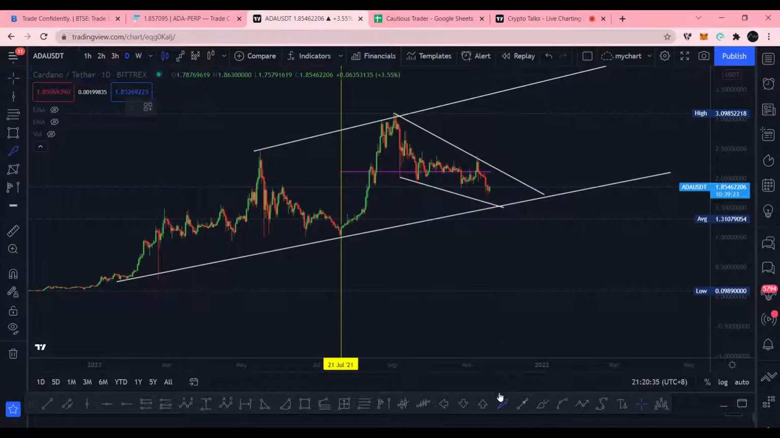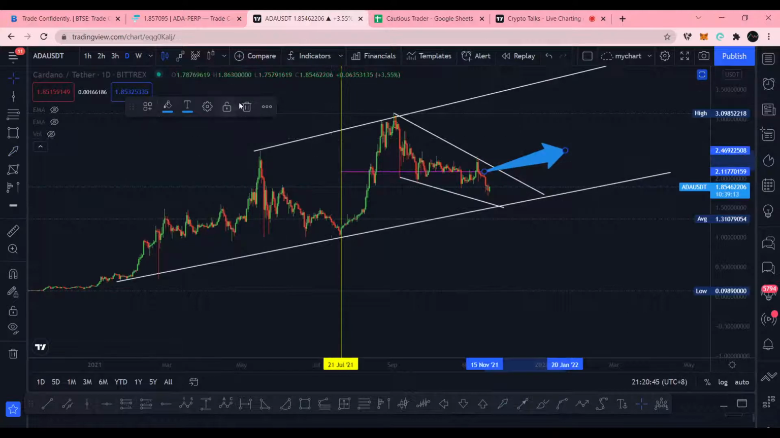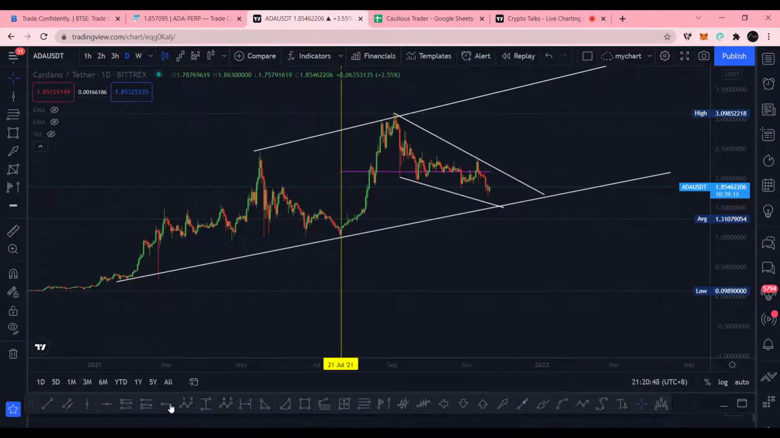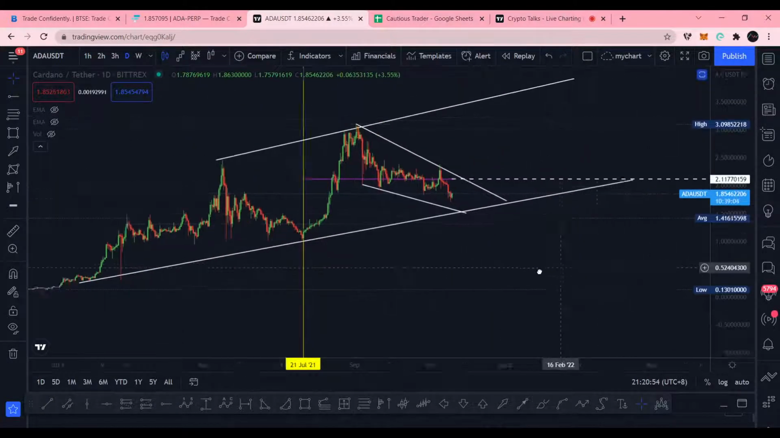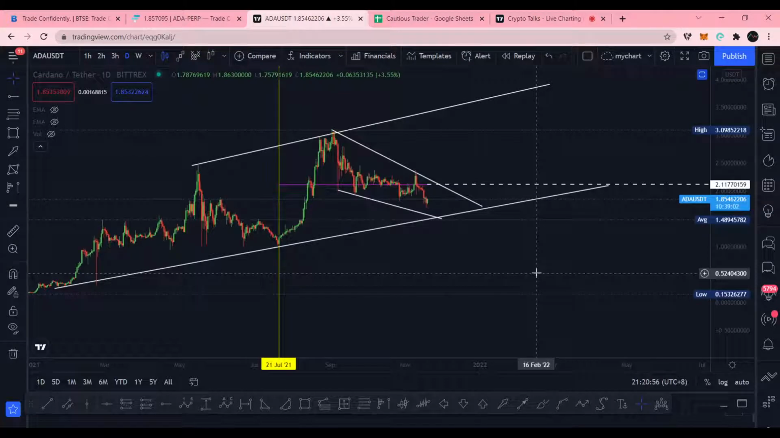Because for now, there's still a possibility that it might get rejected within this point of control at 2.11 dollars. But of course, I don't know what your plan is on ADA at 2.11. It's more of a short term trade only, because for long term, normally I hold for more than 1 year at a minimum.